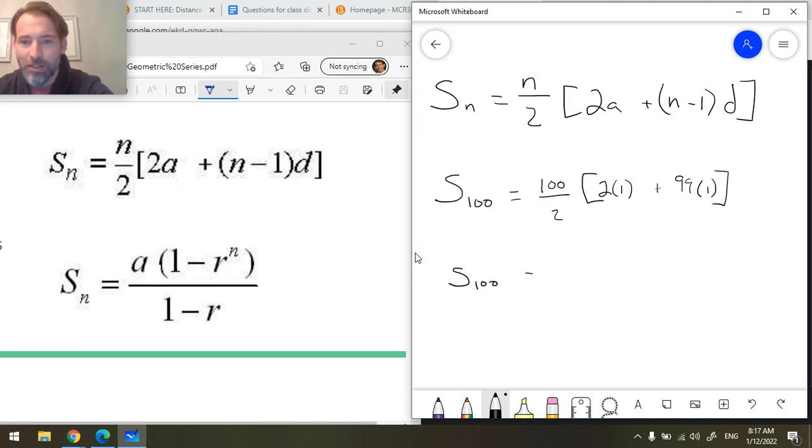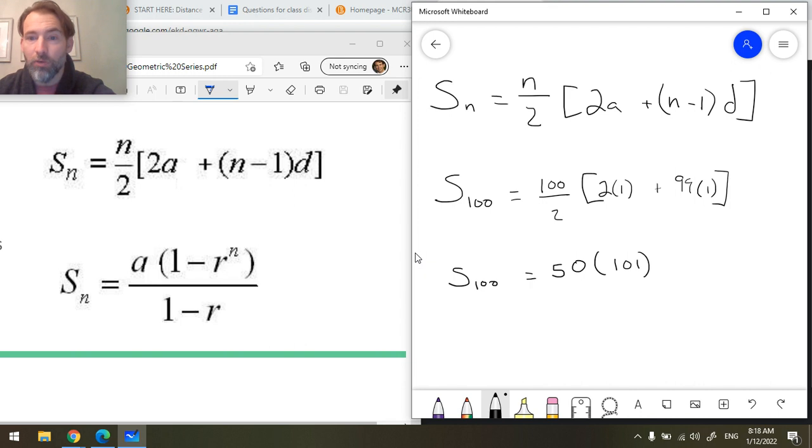S of 100 is going to be equal to 100 over 2, so that is otherwise known as 50, multiplied by 2 times 1 is 2, plus 99 times 1 is 99, and then 2 plus 99 is, there's our 101. Okay, so in fact, we get the same thing that Gauss found, but he could go directly to this step in his head probably because it's a very simple arithmetic sequence.